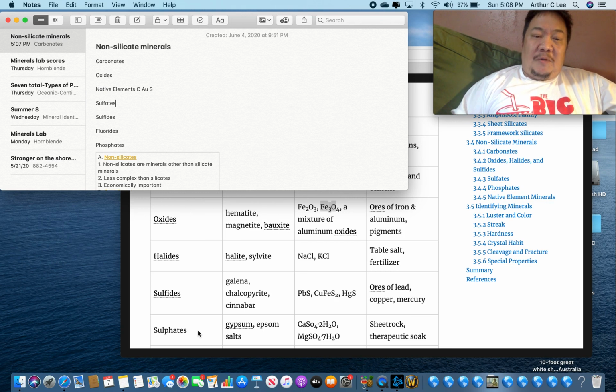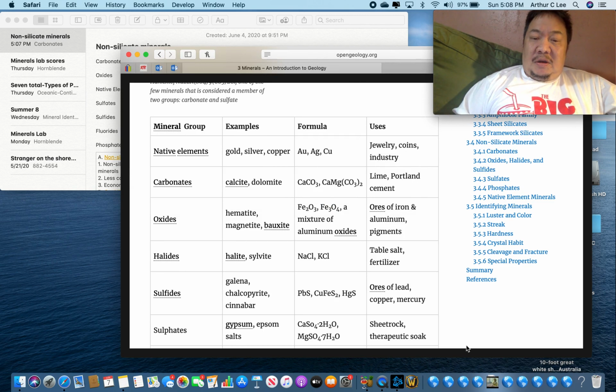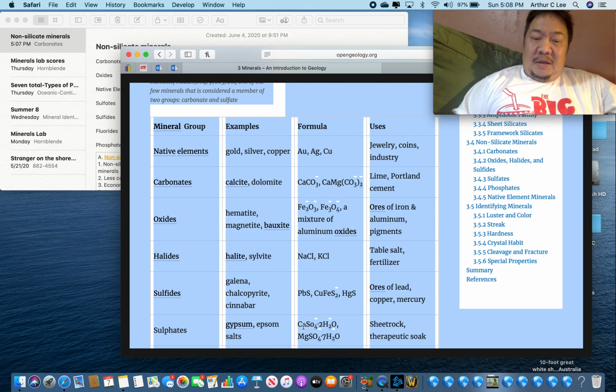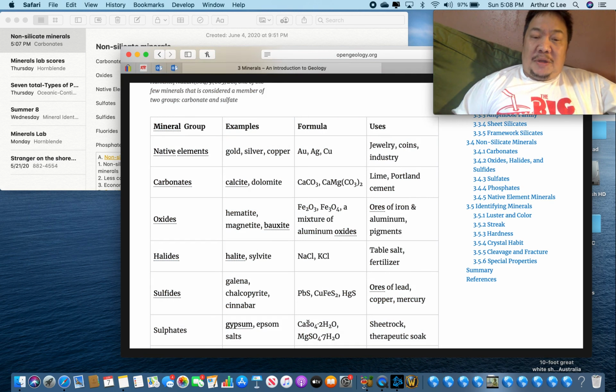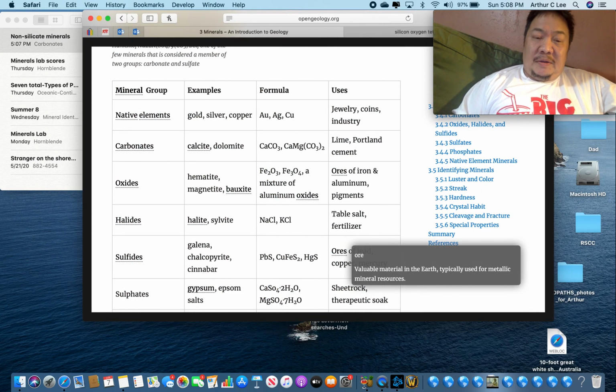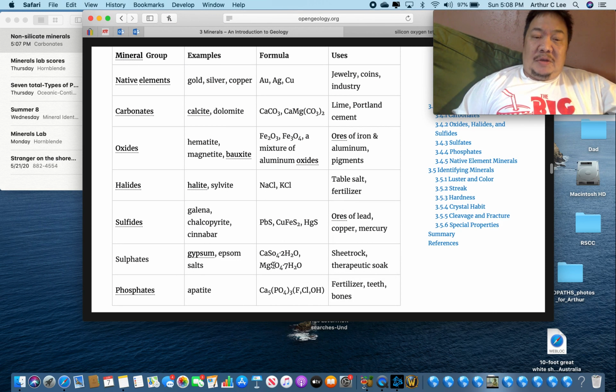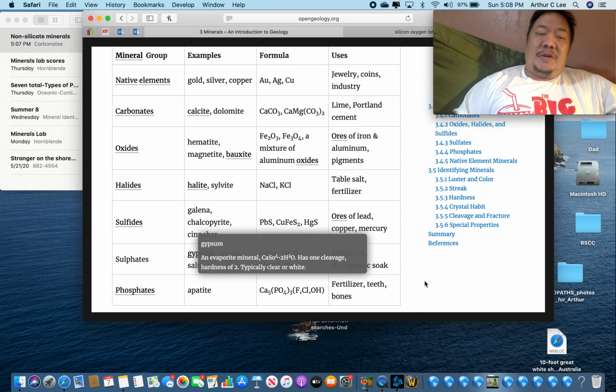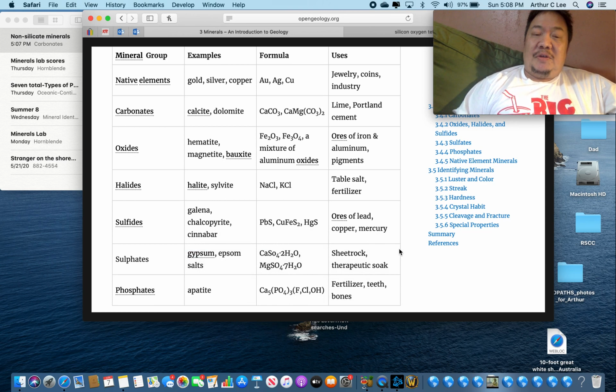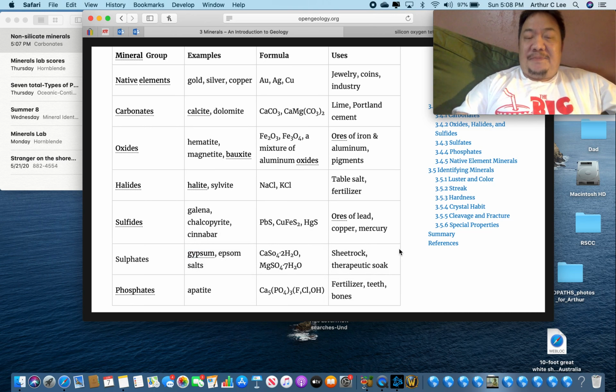Sulfates. Let's talk about the sulfates. The sulfates are minerals that have this molecule in it, sulfur bonded to 4 oxygen atoms, SO4. If it's got SO4 in it, it's a sulfate mineral. Here's another sulfate mineral. It's got SO4 in it. Probably the most important sulfate ore mineral is gypsum, G-Y-P-S-U-M. You had it in your lab. You could scratch it with your fingernail. It's softer than your fingernail, so it's less than 2.5 in hardness. It's used to make drywall. Very important to our economy.